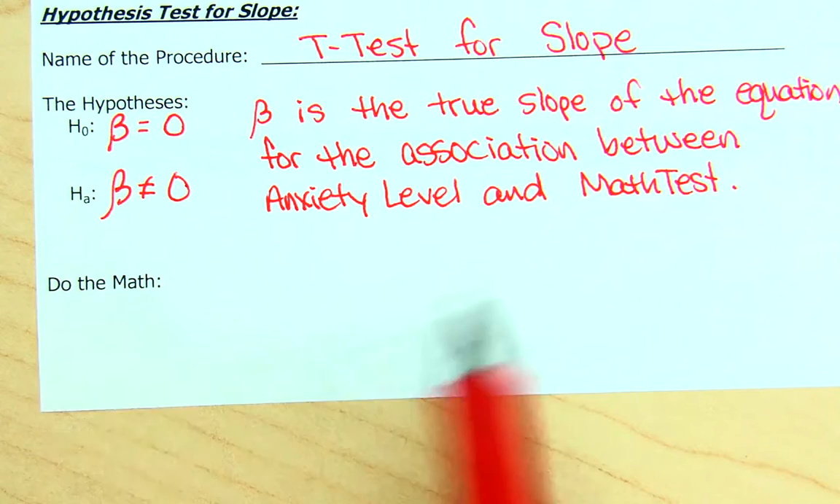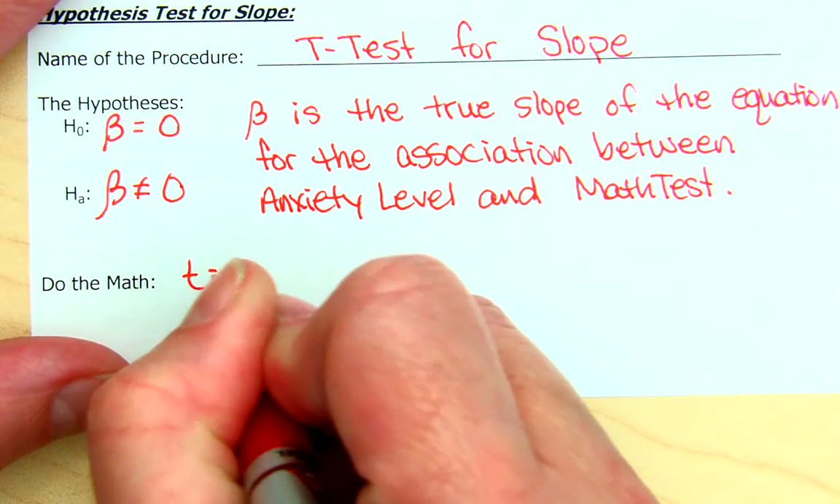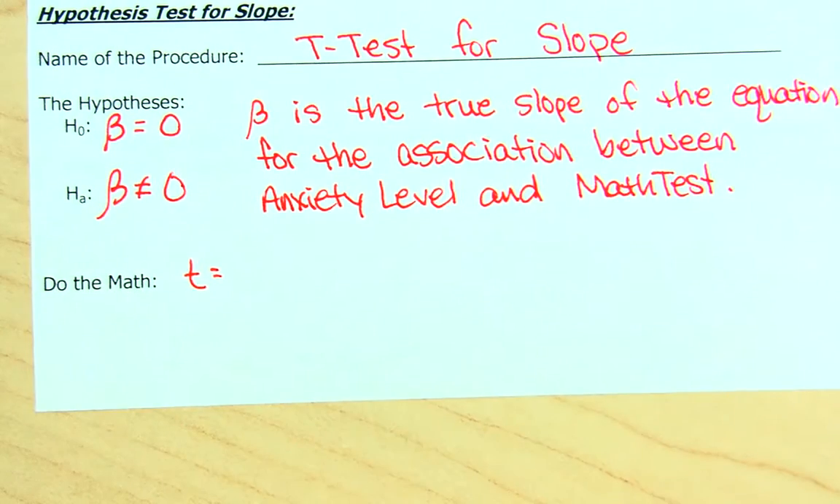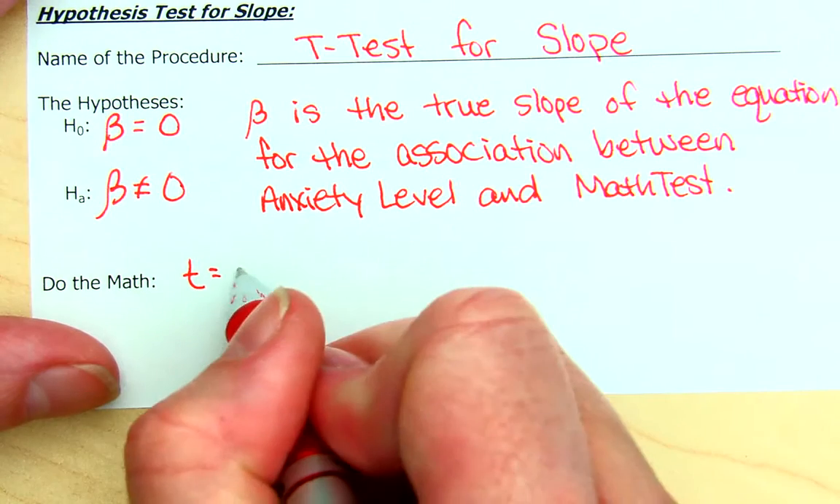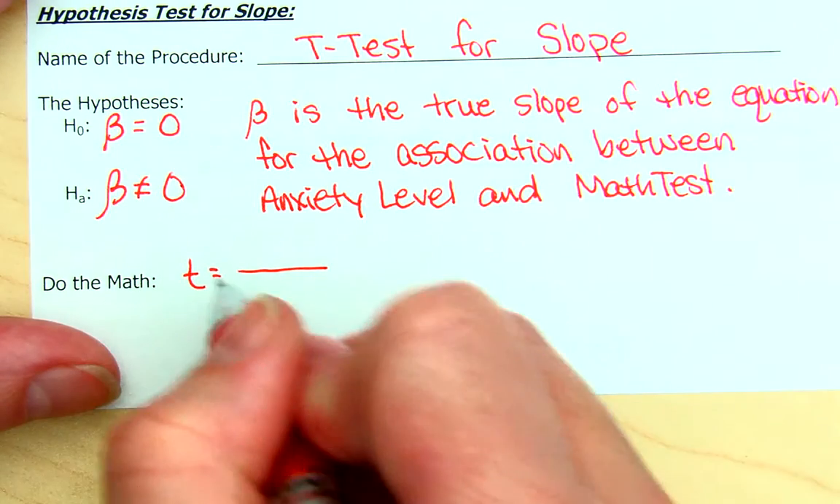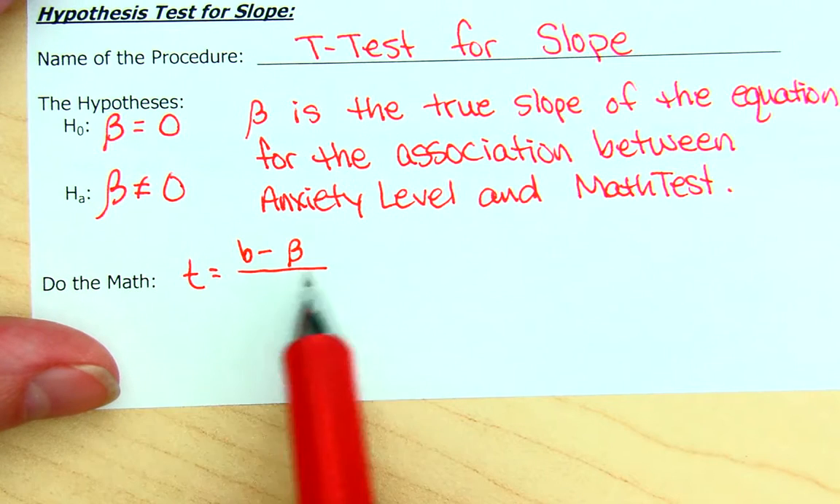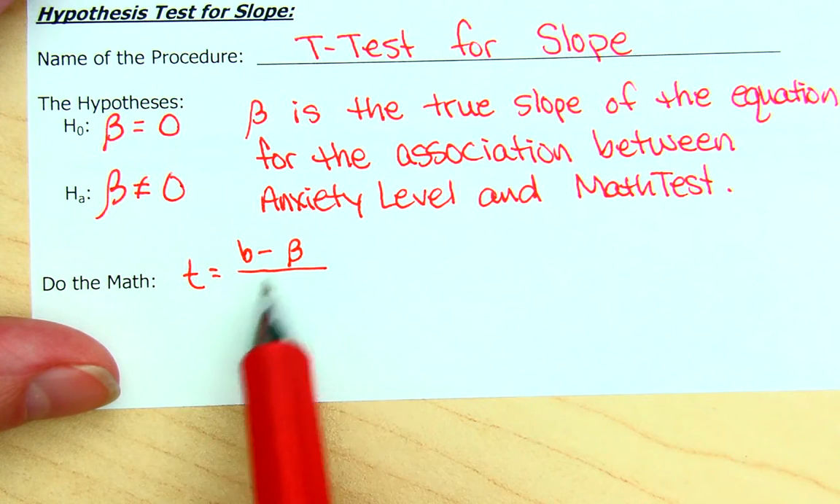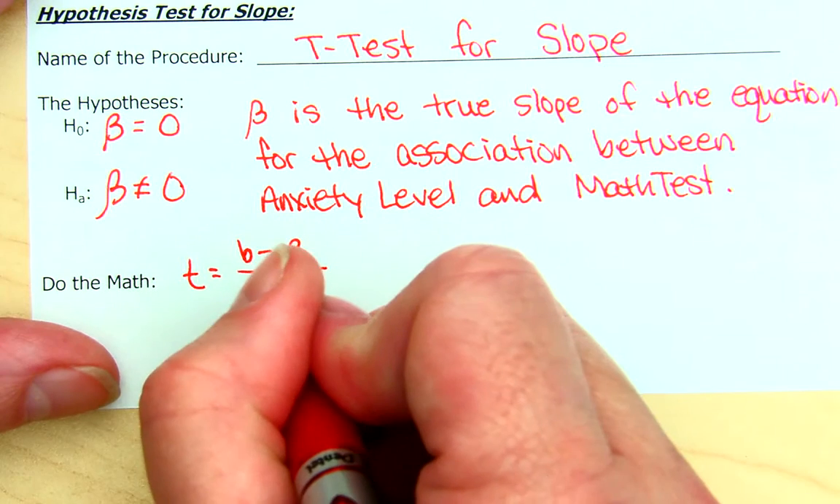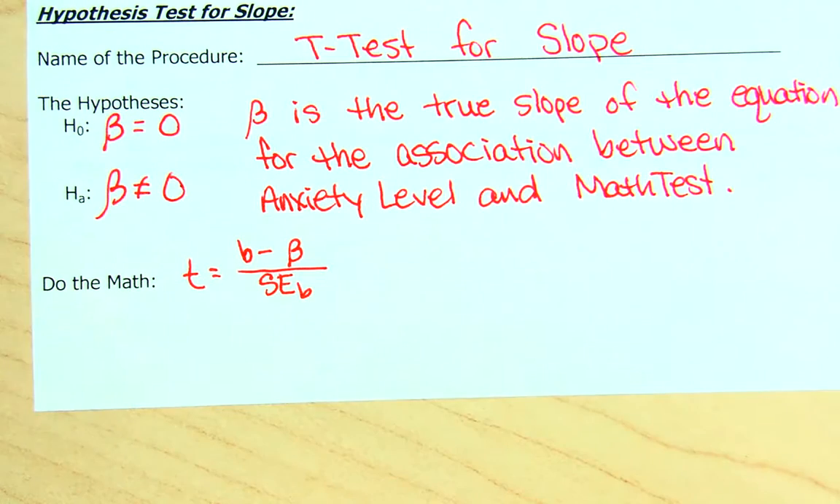So our t value, to get this, it's basically the z-score test. You do our estimated value, so our b, minus what we think should happen, our beta, over the standard error of beta.